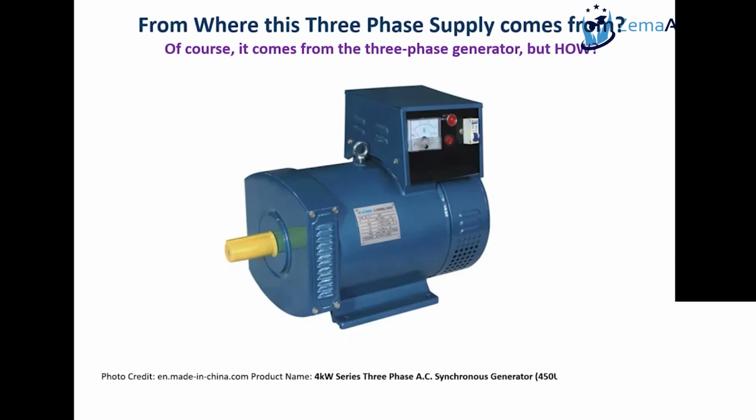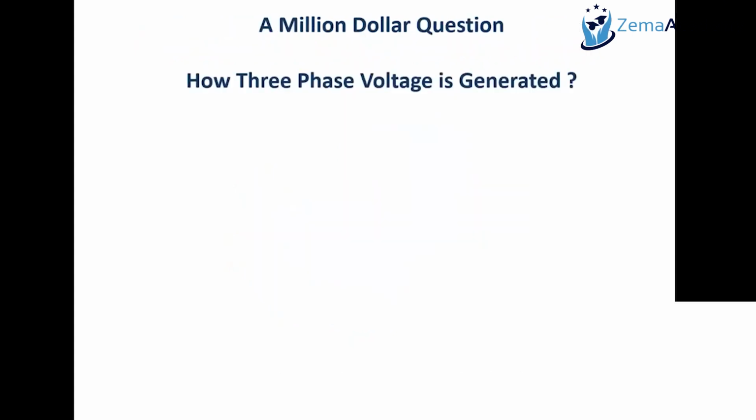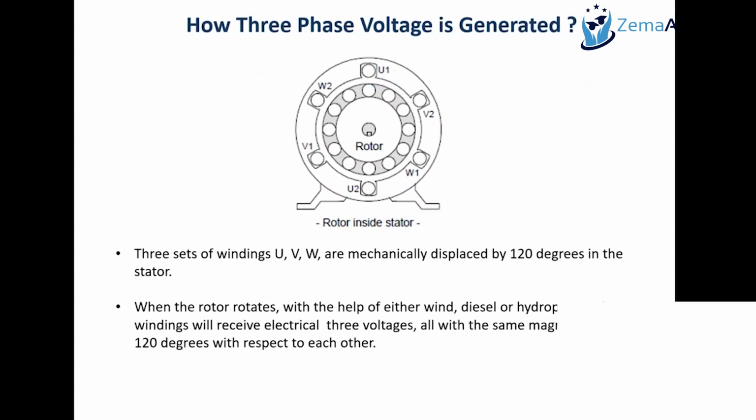But this is a very basic question. The most important, $1 million question is how three-phase voltage is generated. Well, that's the point of interest where we are at the moment, and I will try to explain as clearly as possible. Now, if you want to generate a voltage, let's say three-phase voltages, you need three separate windings or coils on the stator.